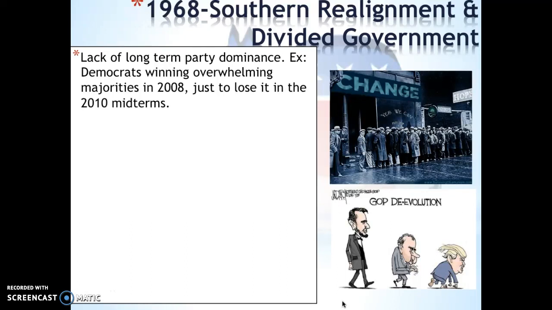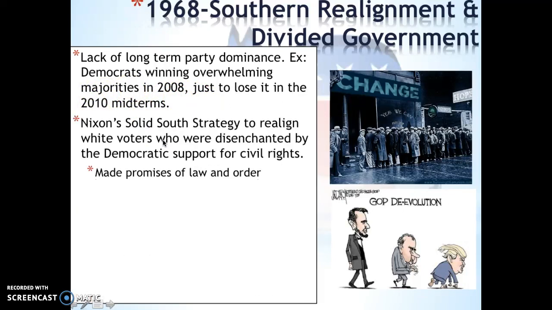This has been the trend. This is our new trend, this lack of party dominance. And you can see it. When Barack Obama was elected president in 2008, Democrats won overwhelming majorities at all levels, at the state and national level and in all branches, the legislative branch and the executive branch. Two years later, the Democrats lose the majorities in the 2010 midterms. We might see that in 2018, where Republicans lose their majority 2 years after winning the White House.